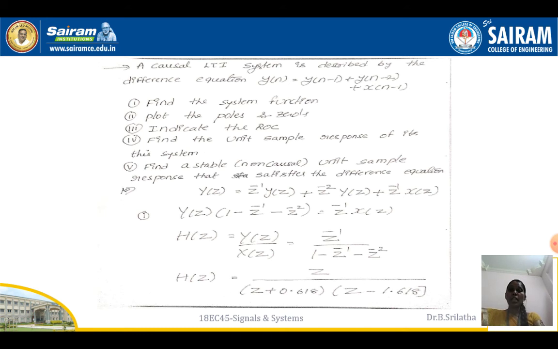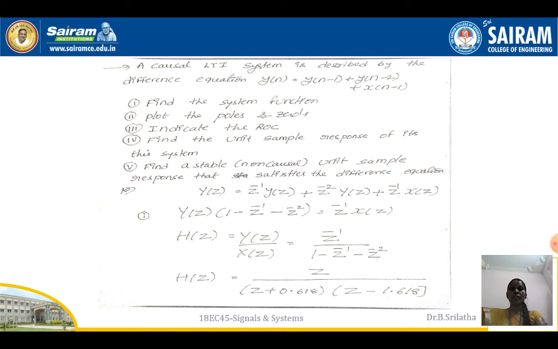A causal LTI system is described by the difference equation y of n is equal to y of n minus 1 plus y of n minus 2 plus x of n minus 1. Find the system function and plot the poles and zeros. Indicate the ROC. Find the unit step response of this system. Find a stable unit sample response that satisfies the difference equation. These are the 5 steps we are going to find out.